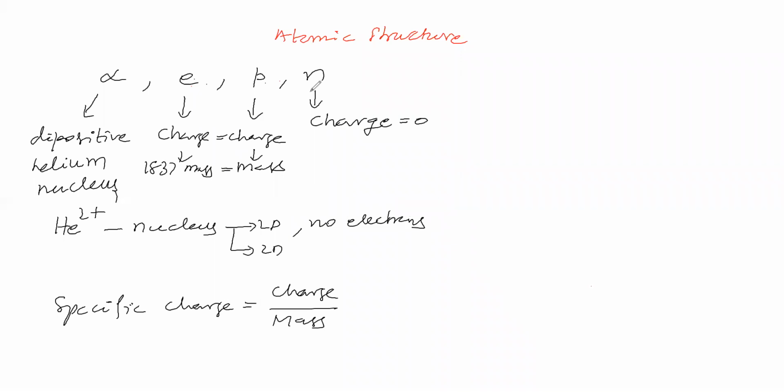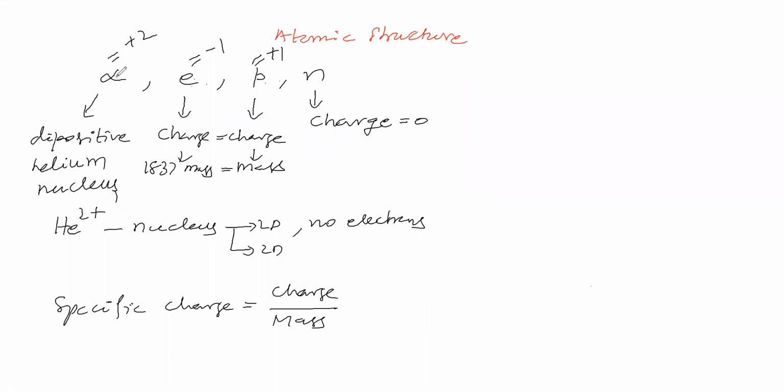Now charge of neutron is 0. Charge of proton is +1. Charge of electron is -1. Magnitude is 1 here also. Charge of alpha particle is +2. That is relative charge. Relative charge of proton is +1, relative charge of electron is -1, relative charge of alpha particle is +2.